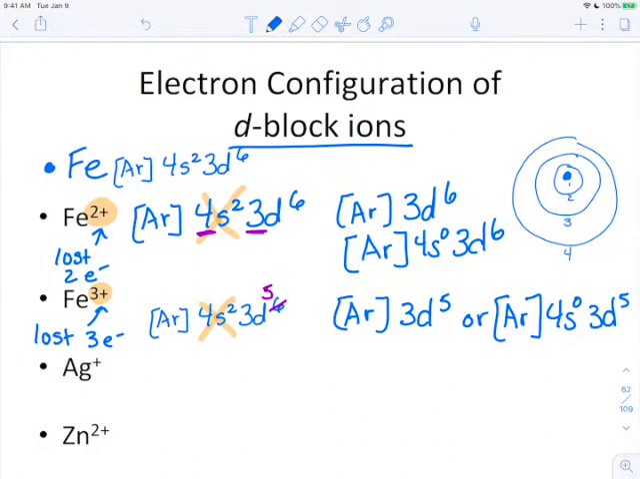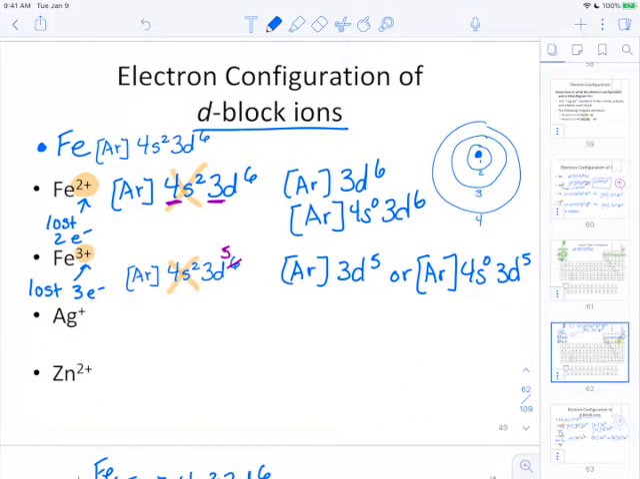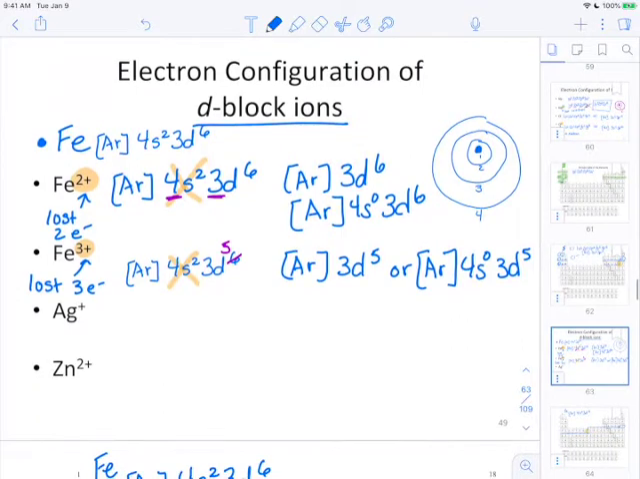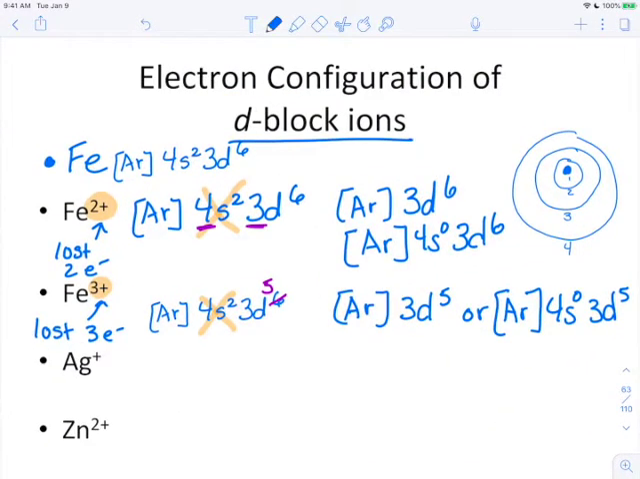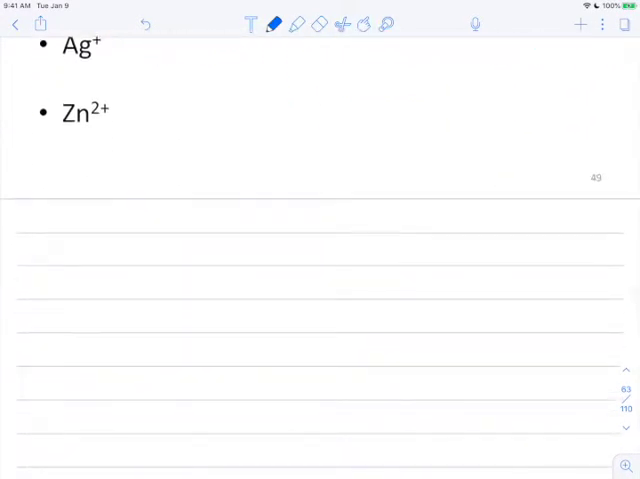All right, so let's do our silver next. We're going to do Ag, and we're also going to do Ag+.